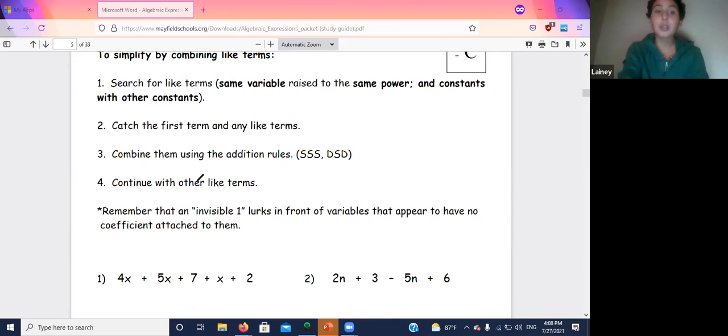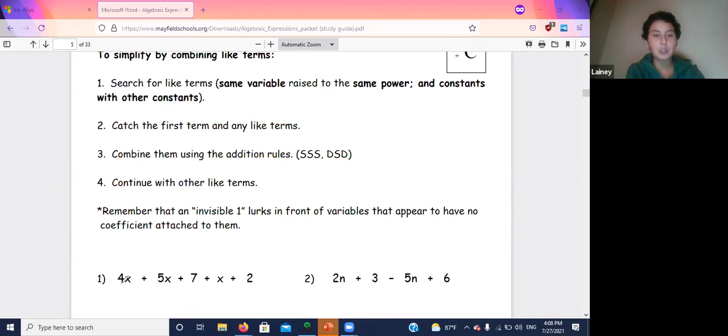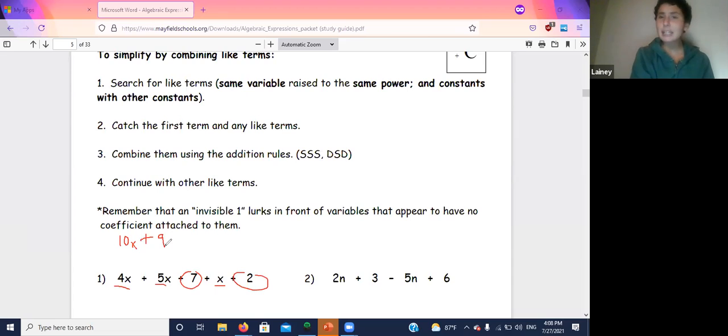Yeah. So let's look at number 1 and go through our steps. We're going to search for like terms. Everything that has an X, we can go through and underline. When we combine them, we would have 4 plus 5, which makes 9, plus that one more X makes 10X. Now let's work with our numbers. We have plus 7 and plus 2. What's 7 plus 2? We would have 9. So 10X plus 9. Does that make sense, those steps that I just took? Yeah.